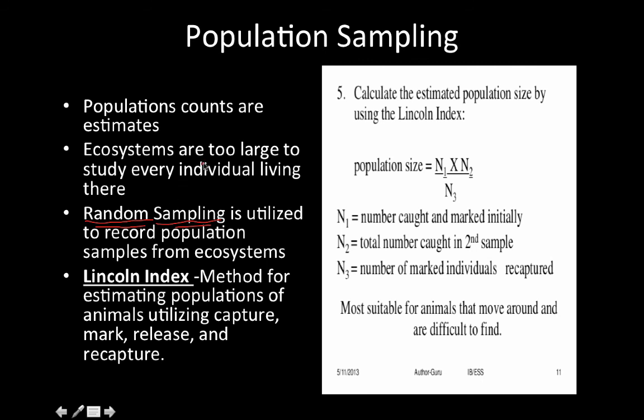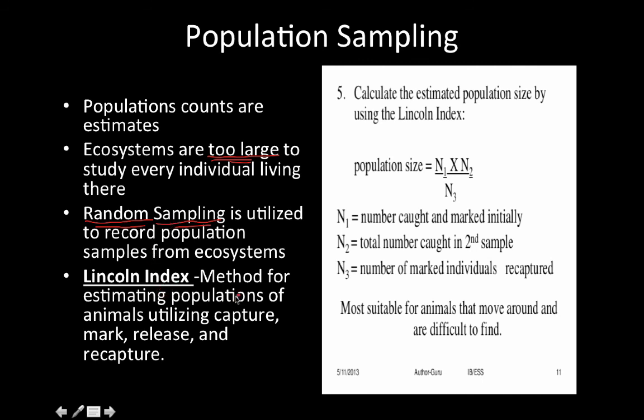So we have to remember that estimates are as good as we can do in population sampling. Ecosystems are just too large to study every individual. So because they're too large, we can't count them all. They're going to be an estimate. If we're going to estimate something accurately, it has to be done randomly, so we take our bias away.